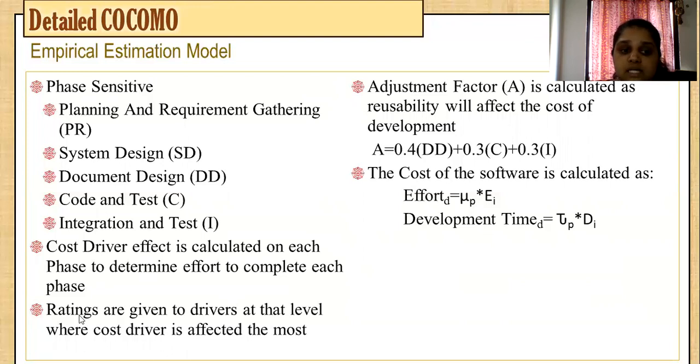So you can say that ratings are given to all these cost drivers at the level where the cost driver is affected the most. So if I say that coding and testing is affected by the capability of a programmer, then during this phase programmer capability is rated either high, low, or it will be rated as per some number like 0.85 or something like that. So your ratings would be given in such a way.